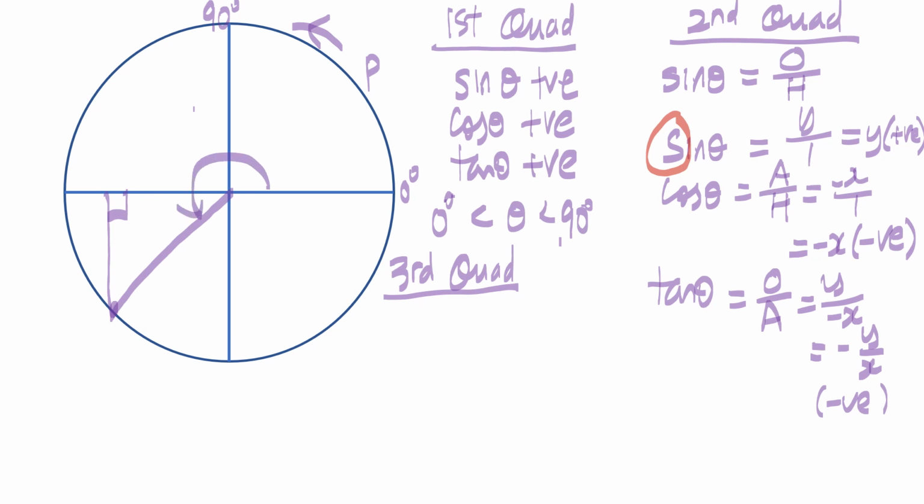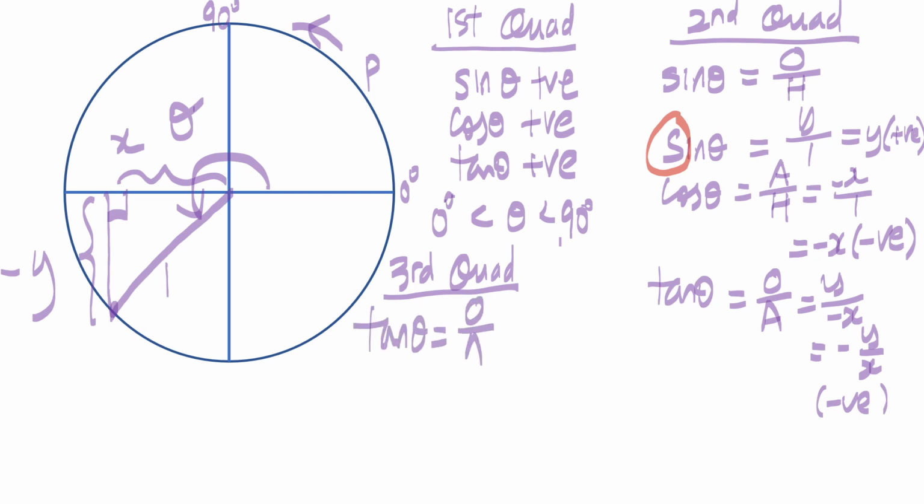Okay, so that is your angle theta now. Right, so this is negative y. This will be positive x, 1 unit for the radius. So third quadrant, tangent theta will be the ratio O over A, which is negative opposite. Sorry, adjacent is also negative because it's on the left side of your y-axis. So negative y over negative x gives you y over x, which is a positive value.